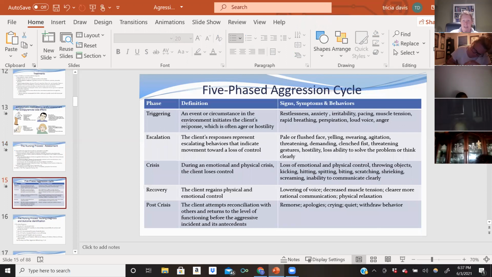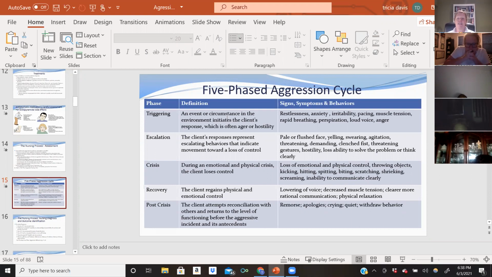So this is the triggering phase. During the triggering phase, there's going to be an event or a circumstance in the environment that causes the client to respond in some way, usually with anger or hostility. The patient's going to be restless. They might be anxious. They're going to be irritable, pacing. They're going to have muscle tension, rapid breathing, perspiration, and their voice is going to get loud. You're going to be able to tell that they're angry. So when you see that behavior in a patient, you're going to know that something's going on, and they're probably getting ready to become very angry and maybe engage in physical violence. So that's the triggering phase.